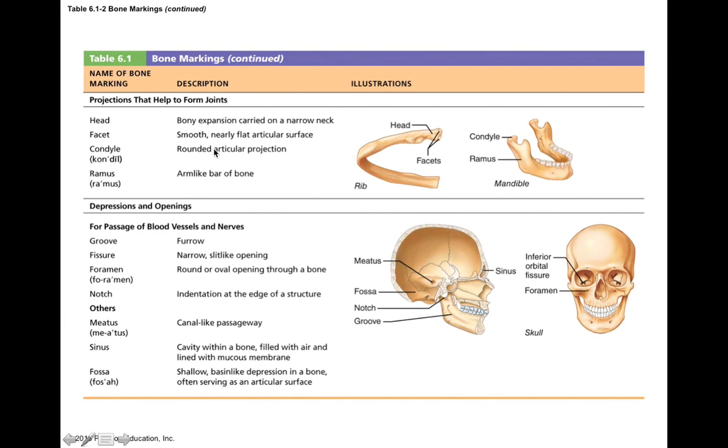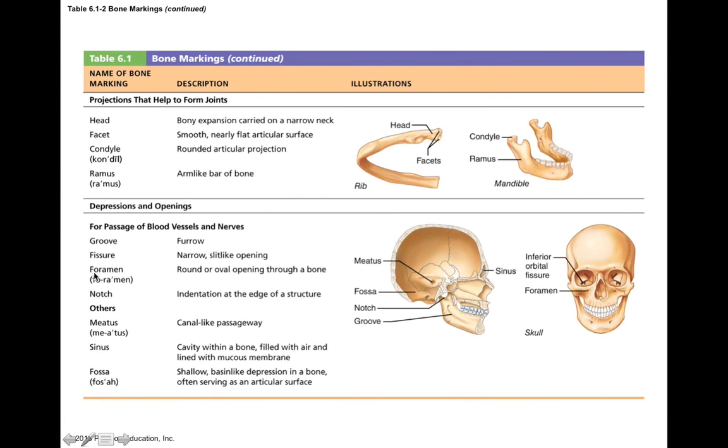Now, condyles are a rounded articular projection. For example, this is on the mandible here. You have the mandibular condyle, which helps to form the temporomandibular joint. And then a ramus is an arm-like bar of bone. This is showing the mandibular ramus, which is basically just a large projection that's arm-like, and it's made of bony tissue.